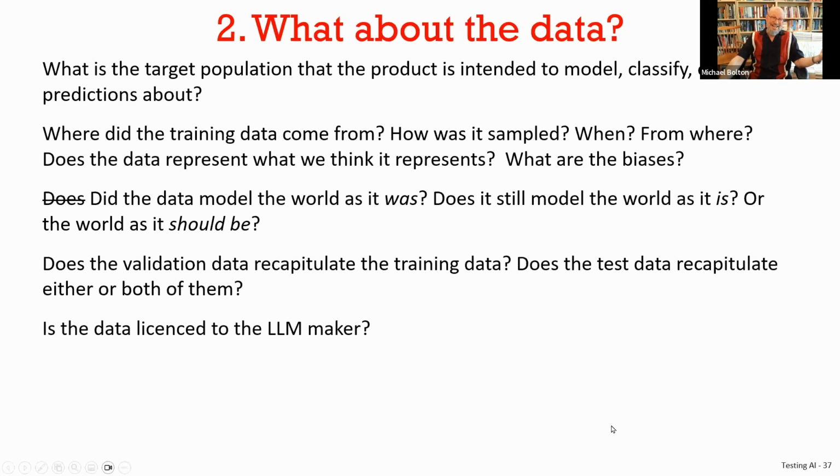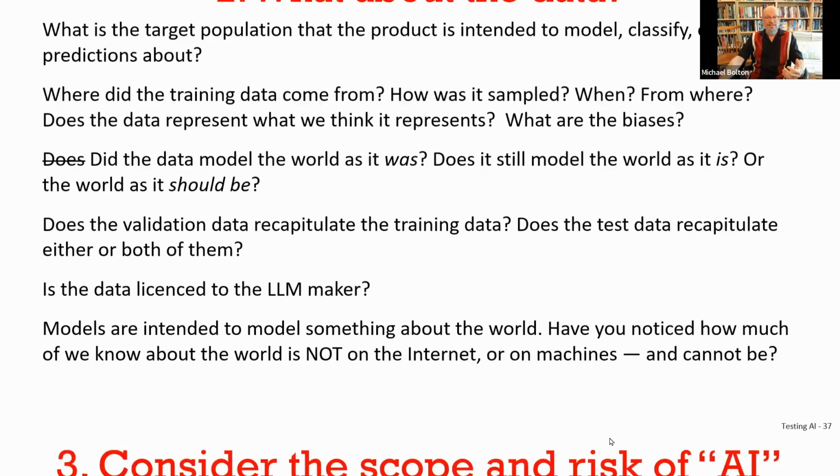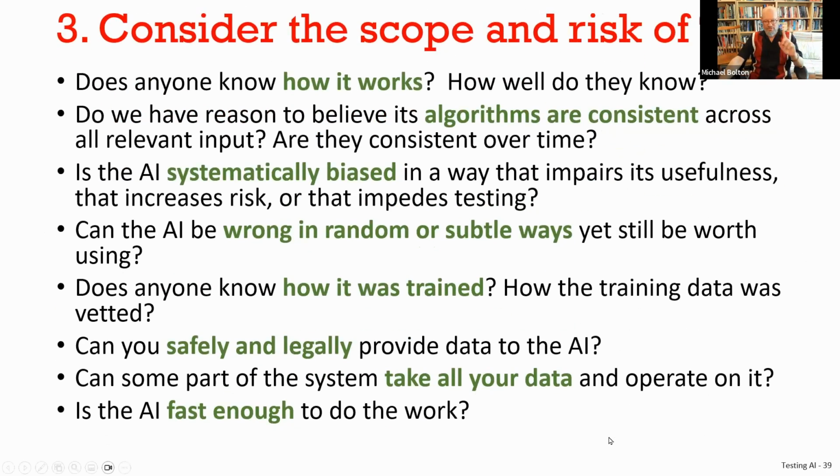Another thing is, is the data licensed to the maker of the LLM? A lot of artists have appropriately begun to call these things plagiarism machines. Finally, models are intended to model things about the world. Much of what we know about the world is not on the internet. It's not in text. It's not in images or photographs. It's in social relationships between people, and machinery doesn't replicate that very well. So I've noticed a reference to a really good paper that I intended to put on that slide is missing.